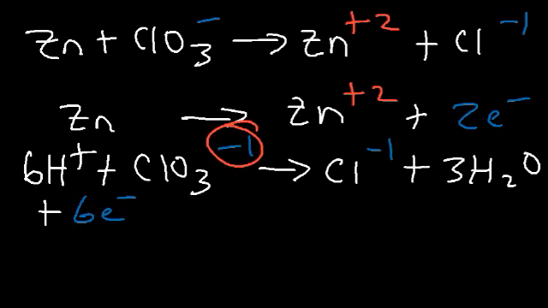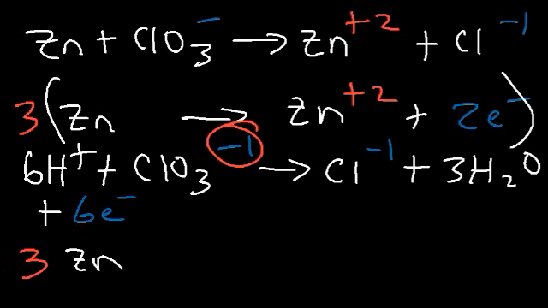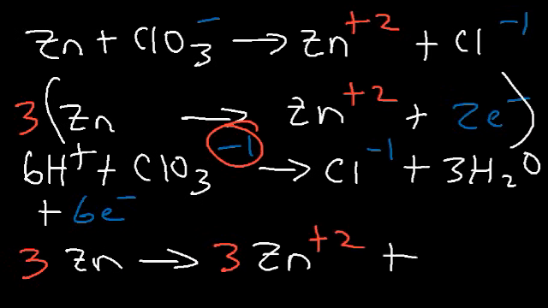Now the next thing that we need to do is make sure that the electrons in each reaction are equal. So we need to multiply the first half reaction by 3 so that we can get 6 electrons. So it's going to be 3 zinc atoms, and this is going to turn into 3 zinc 2+ ions and 6 electrons.